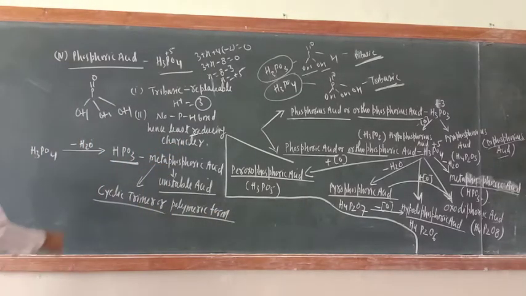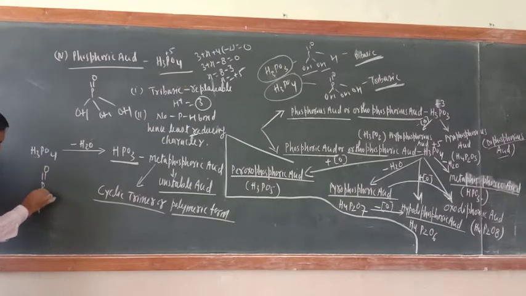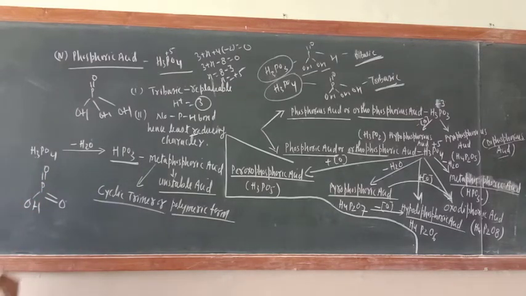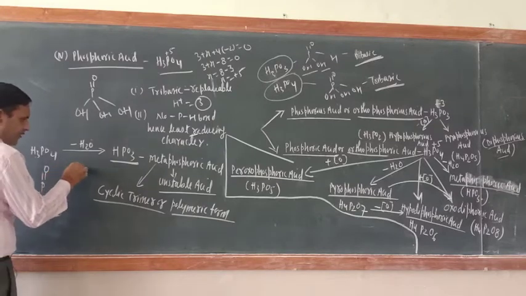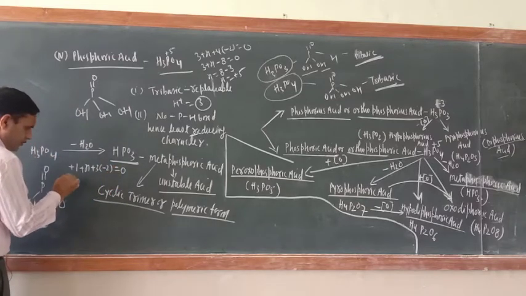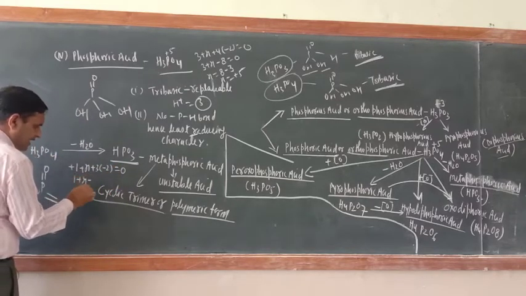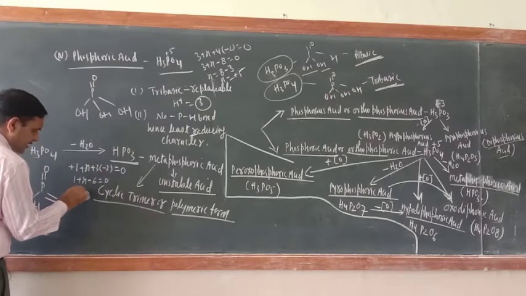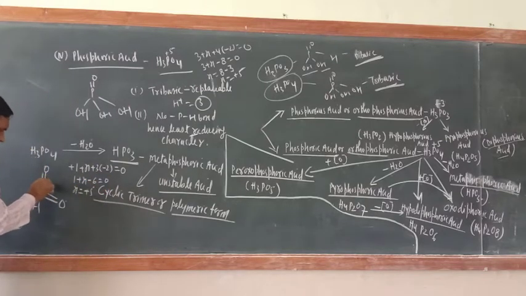I will write their structure also. Just see, their structure is like that: P double bond O, OH, and now double bond O. If you see the oxidation state of phosphorus, we'll calculate that one also. And this is also one of the oxo acids of phosphorus, because it is fulfilling the condition: P double bond O and P-OH bond is there. See the oxidation state: plus 1 hydrogen plus X plus 3 times minus 2 equal to 0. So 1 plus X minus 6 equal to 0, X equal to plus 5. Its oxidation state is plus 5.